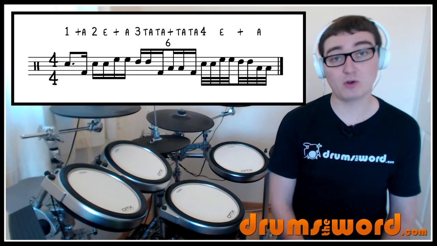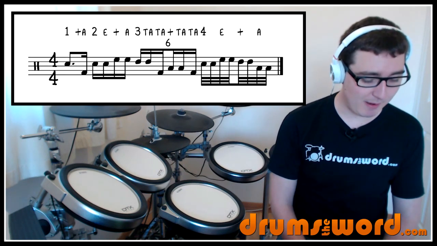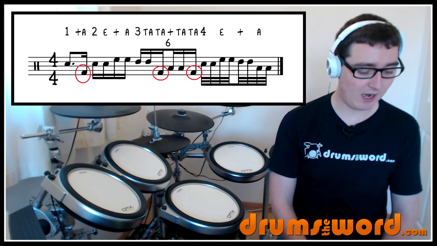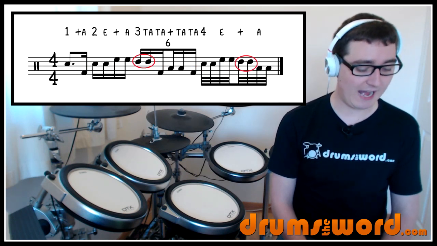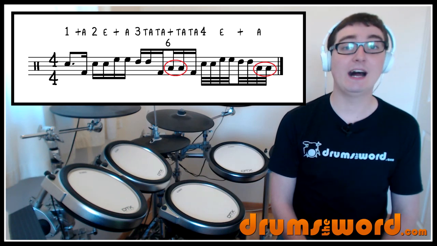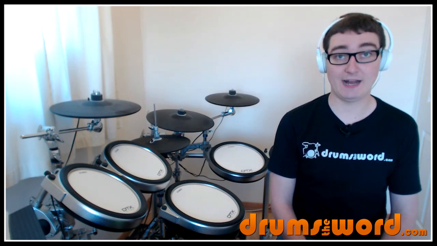Okay, so here's our first orchestrated example. Hopefully you remember from our first lesson that notes written here are played on the bass drum, here for the high tom, here for the medium tom, and here for the floor tom. And this is what the whole bar sounds like played and counted out loud.